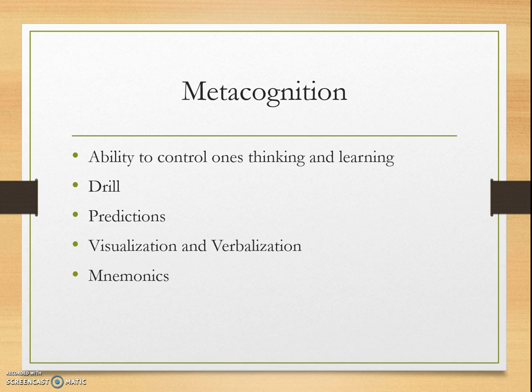Metacognition is the ability to control one's own thinking and learning. We can improve metacognition by drilling students, asking students to make predictions, or asking students to visualize or verbalize, as well as using mnemonics, such as never eat soggy Wheaties.